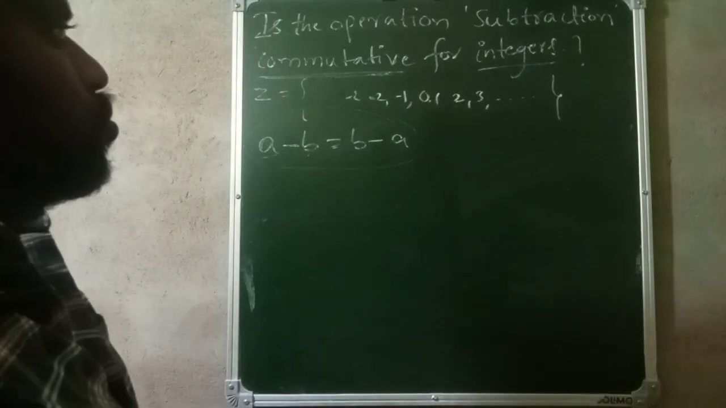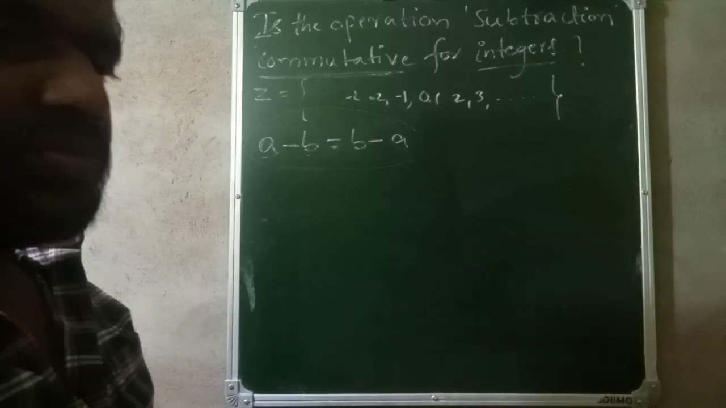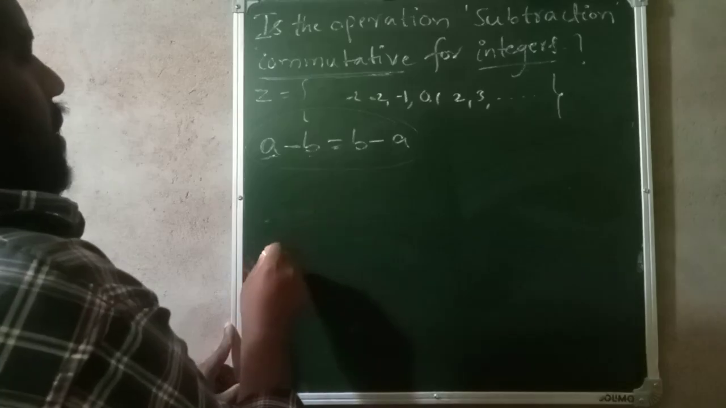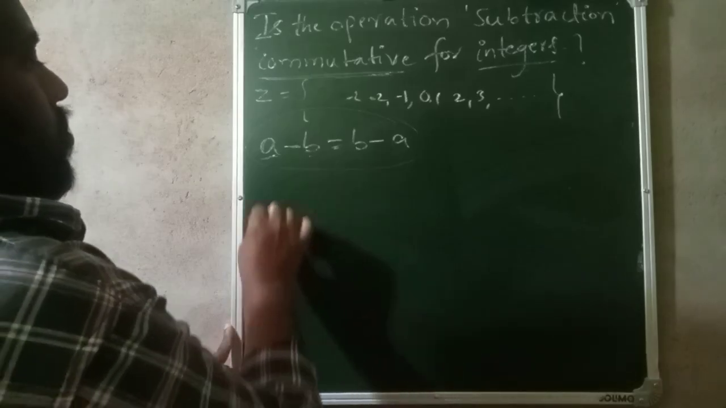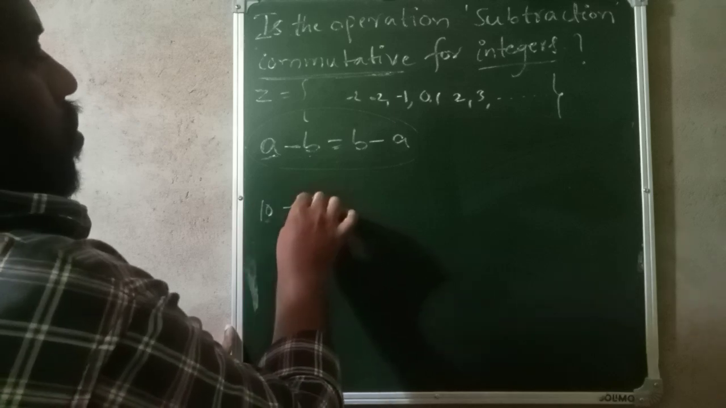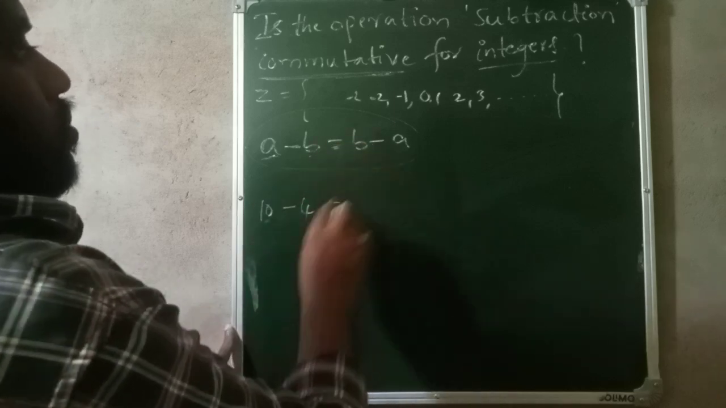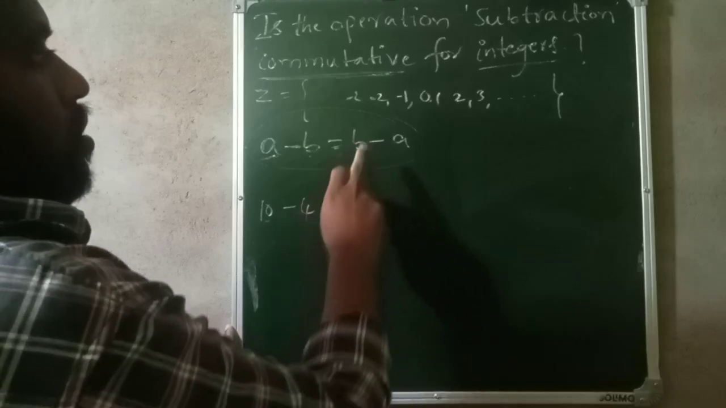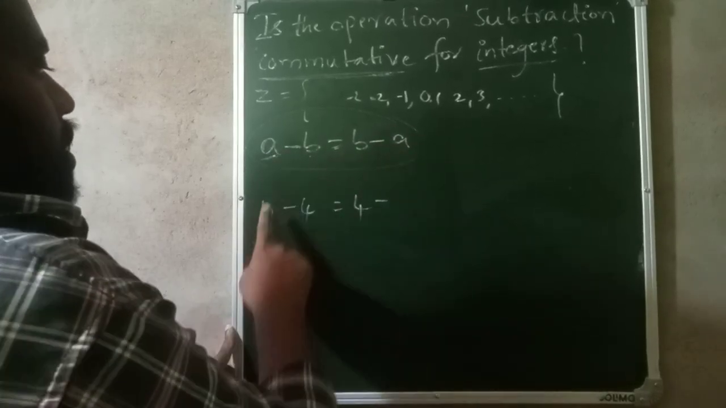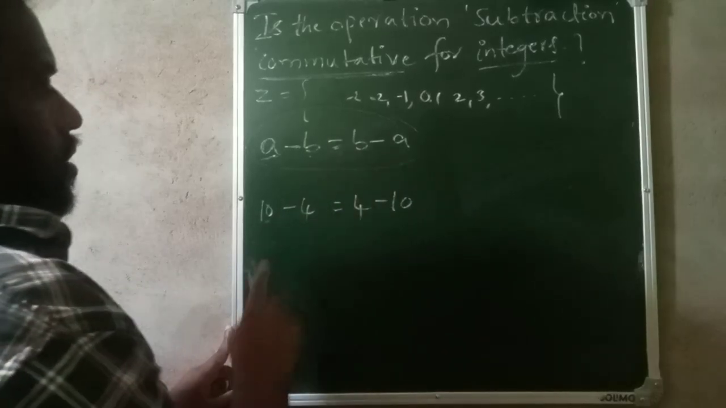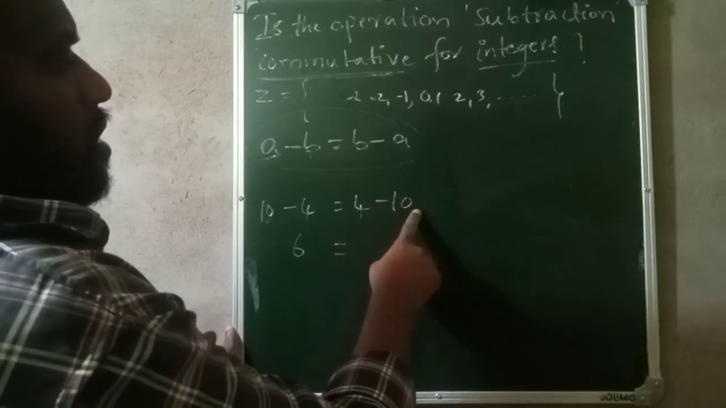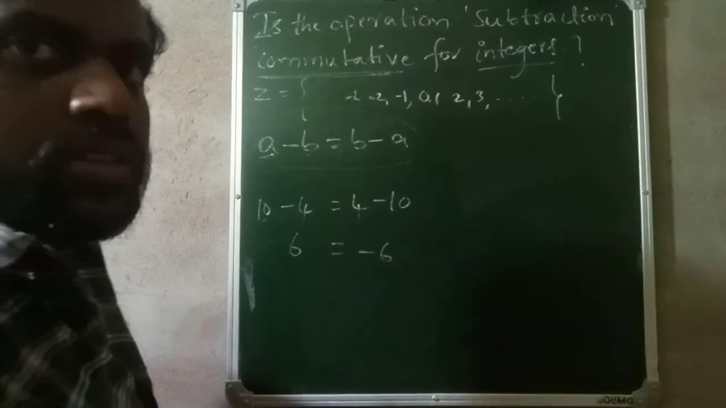I will take one more example. For a, I will take 10, minus, for b, I will take 4. In place of b, I have taken 4, so for b you put 4. Next minus a, in place of a, I took 10, write 10 here. So 10 minus 4 is 6, is equal to 4 minus 10, which is minus 6.